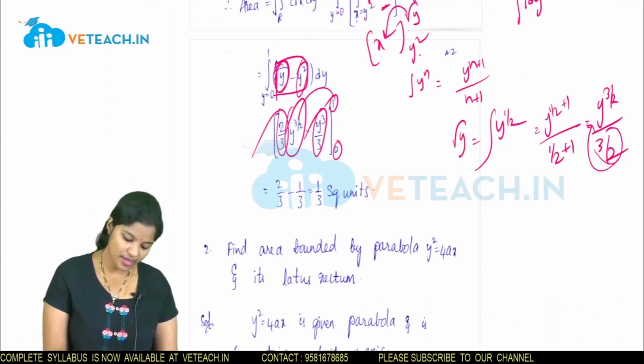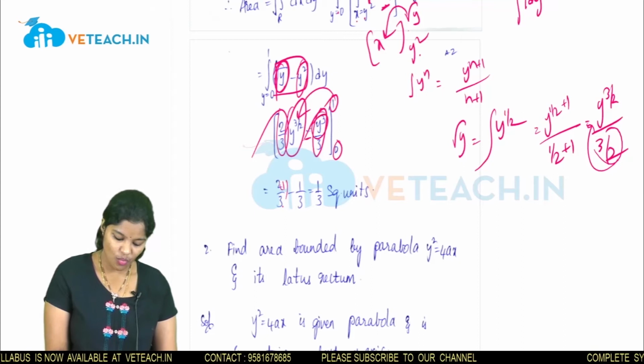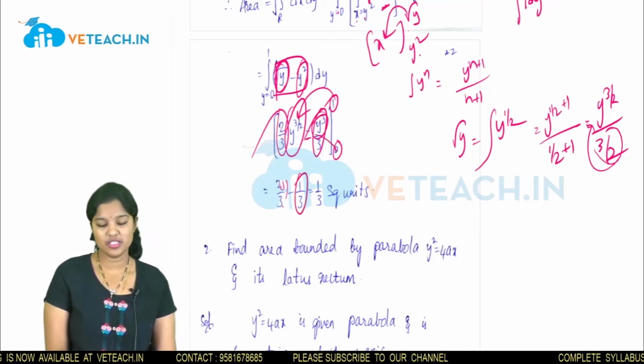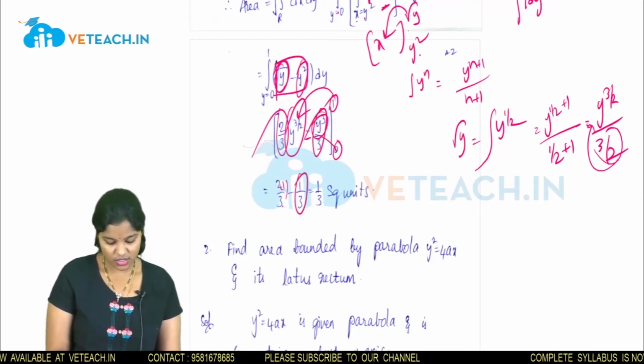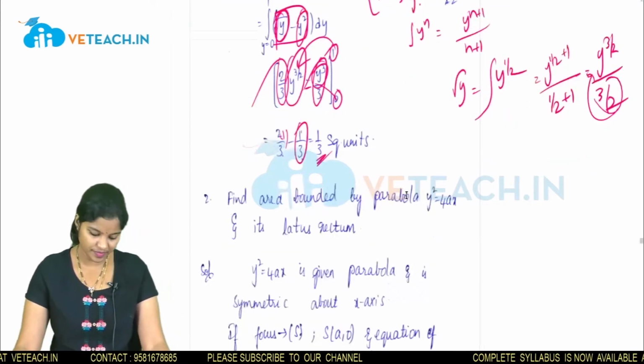First apply the upper limit here. We will get 2 by 3 into 1 minus 1 by 3. And if we apply 0, the whole term will become 0. So 2 by 3 minus 1 by 3 means 1 by 3 square units.